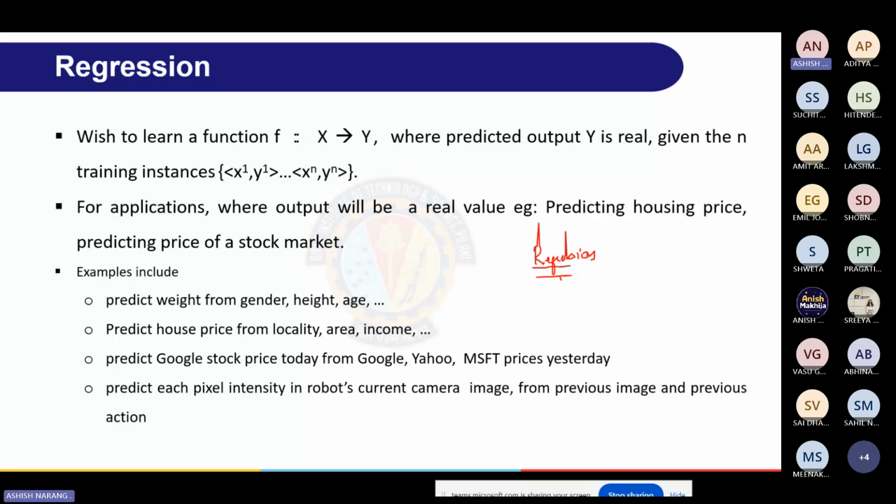Regression is more about predicting a continuous variable. I want to predict the house price. I want to predict the stock price, right? I want to forecast the sales. This is largely a real value that I'm going to predict. This is a regression problem, right? So these are the examples, right, predicting weight from gender, height, and age. These are my input features, right? And weight is my output that I want to predict.